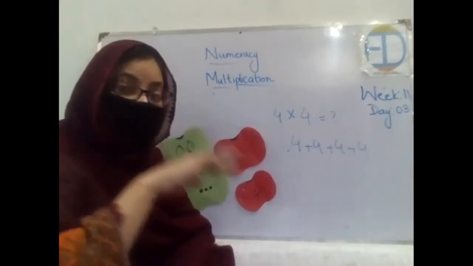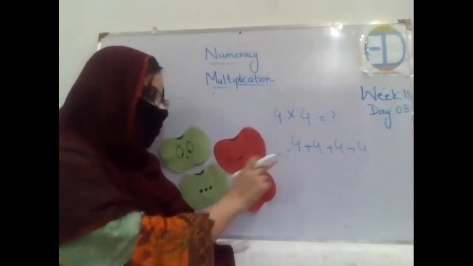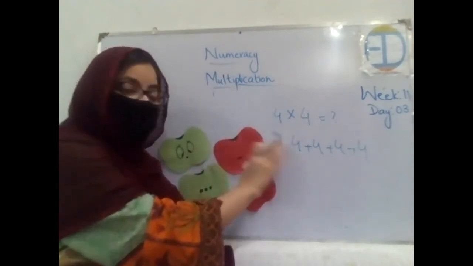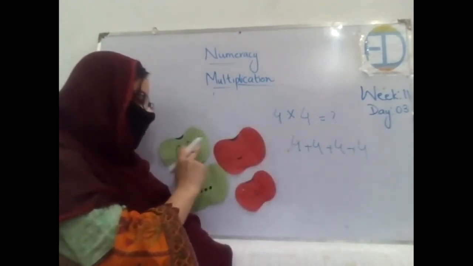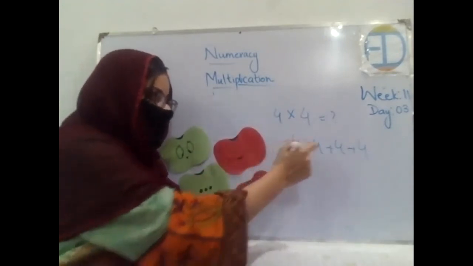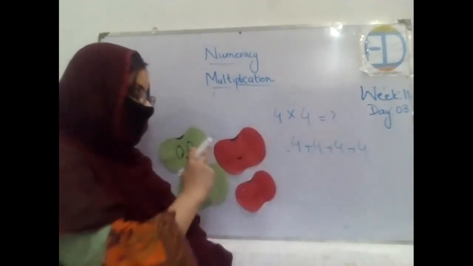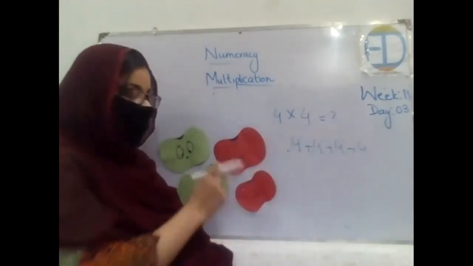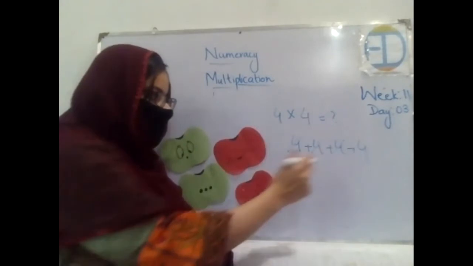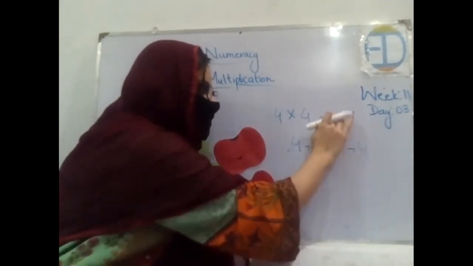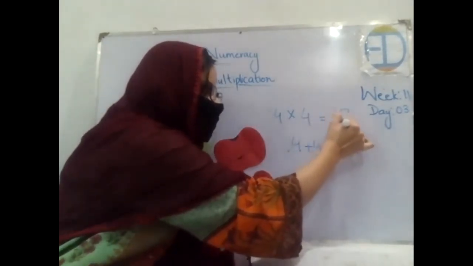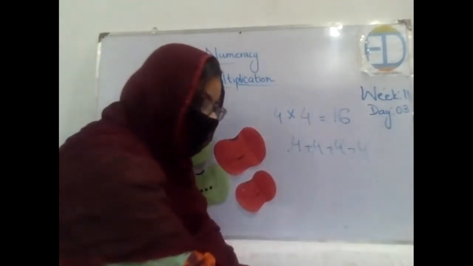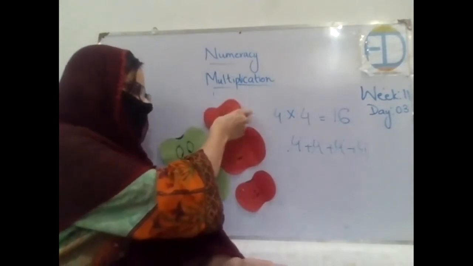Now second time again count them. 1, 2, 3, 4, right? So this time do not start from 1. You are already done with 4. Now start counting 5, 6, 7, 8, 9, 10, 11, 12. Then 13, 14, 15, 16. This means that 4 times 4 is equal to 16. Got it?